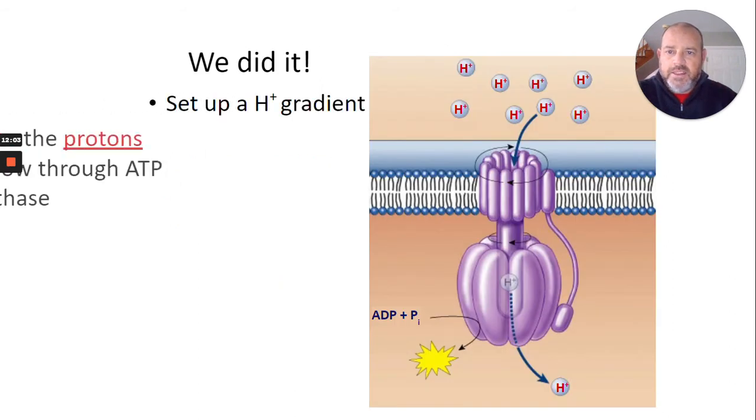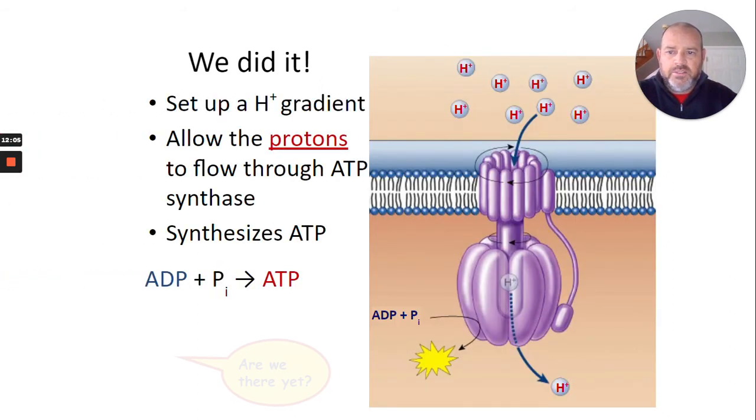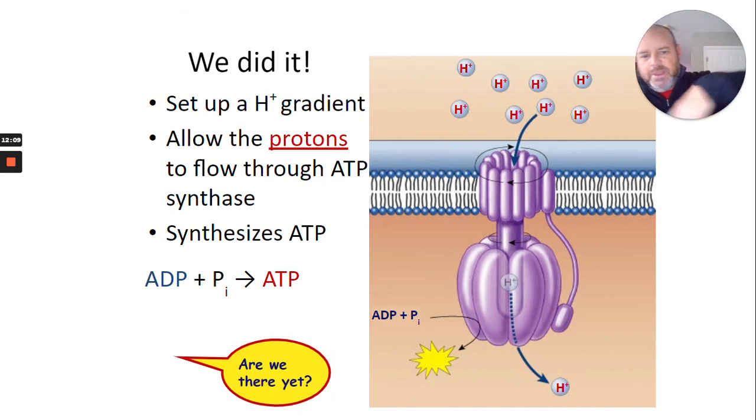So we did it. We finally set up the gradient. The protons are going to flow through that ATP synthase. It's going to spin, and it's very hard to see how this actually works in a still picture. So I will post a video on how this ATP synthase actually works. It's only about 3 minutes, but I hope you watch it. It'll make more sense to you once you see the video.